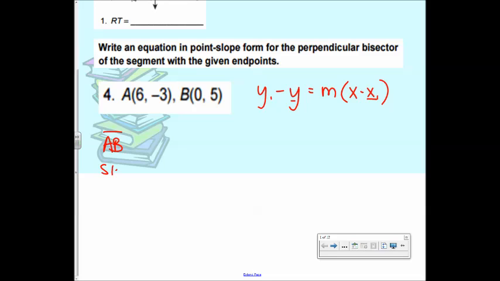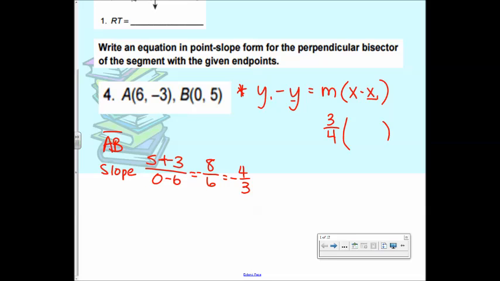What's the slope of this line? You end up doing what? 5 minus -3 over 0 minus 6, or the other way around. It doesn't matter. You'll get the same thing. What's 5 plus 3? And what's 0 minus 6? So -6. What does that reduce to? -4 over 3. So if the slope of AB is -4 over 3, what's the slope of your line in this perpendicular bisector? 3 over 4. What do you do there to get that? Flip and negate. All right?